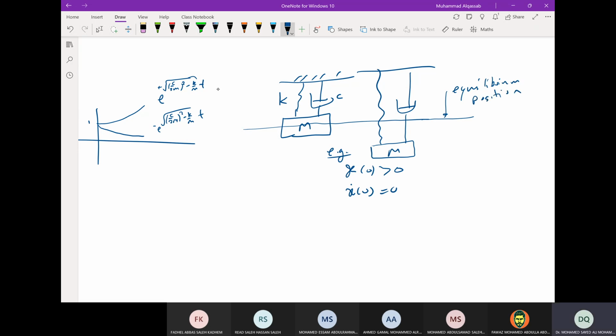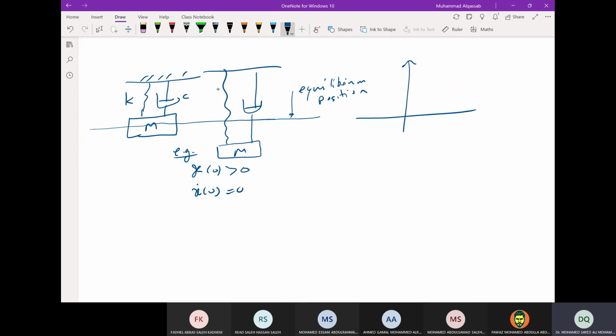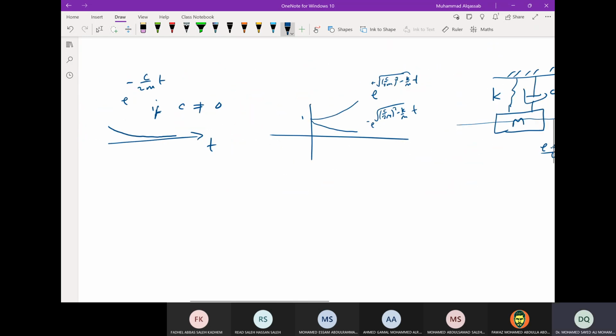Without exceeding the equilibrium. So if you plot x versus t, and you give a positive initial displacement, this will decay this way, without oscillations. And this is the overdamped case.